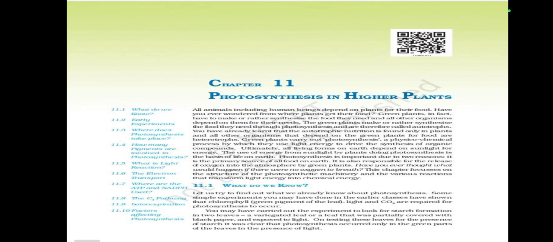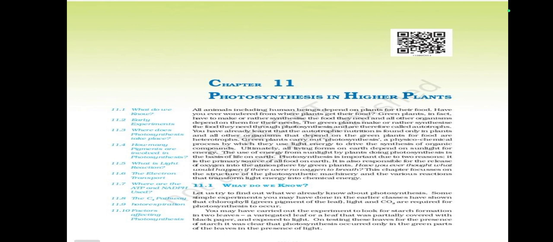This chapter focuses on the structure of the photosynthetic machinery and the various reactions that transform light energy into chemical energy. What do we know? Let us try to find out what we already know about photosynthesis. Some simple experiments you may have done in the earlier classes have shown that chlorophyll, the green pigment of the leaf, light and CO2 are required for photosynthesis to occur.